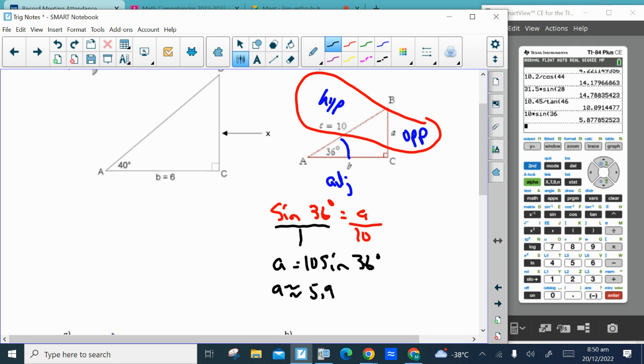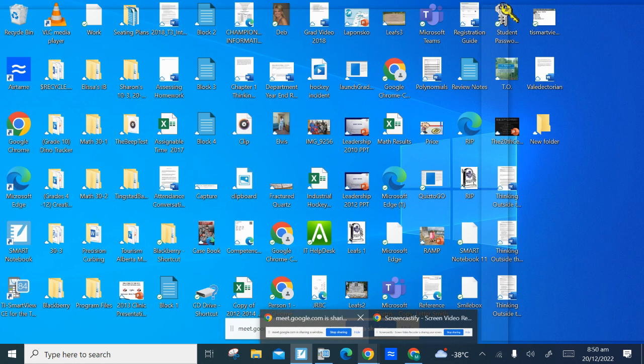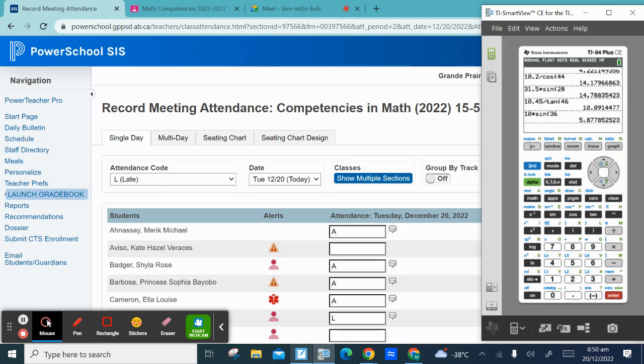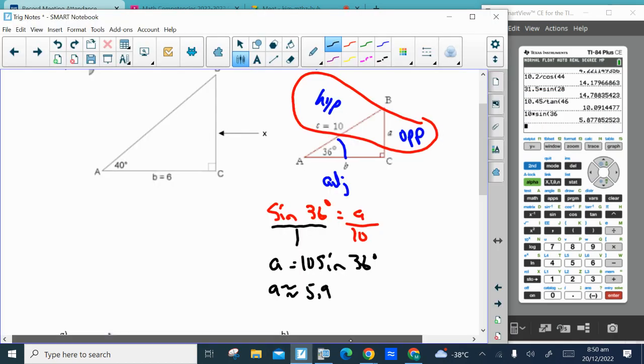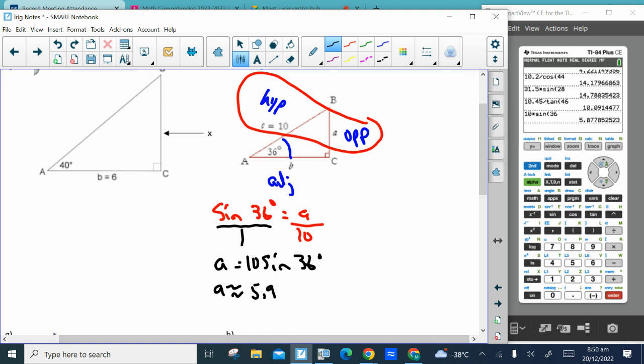But there is the value of A. And now I need to find the value of B. And I have a couple options now. I can use a trig ratio again if I want, or I can also use Pythagorean theorem. When you have two sides of a right triangle, you can find the third side by using Pythagorean theorem, which we looked at on the first day of this chapter.